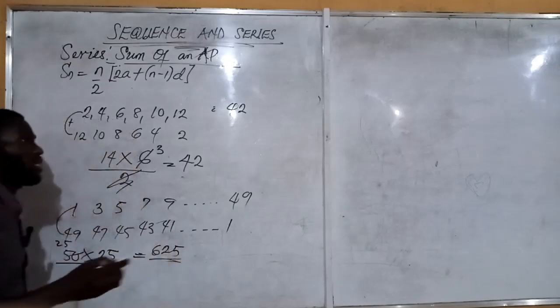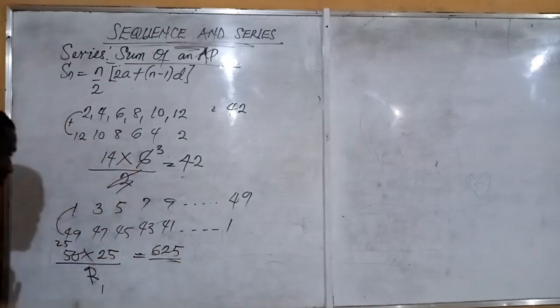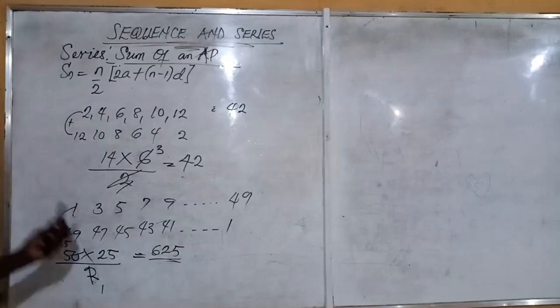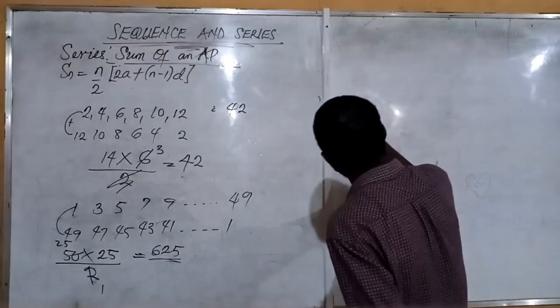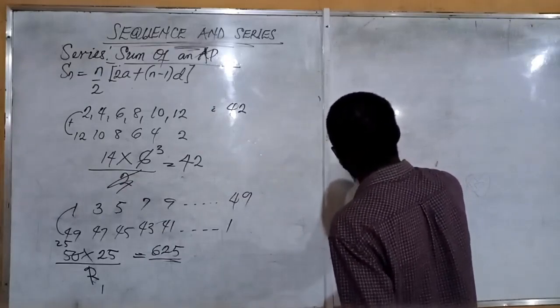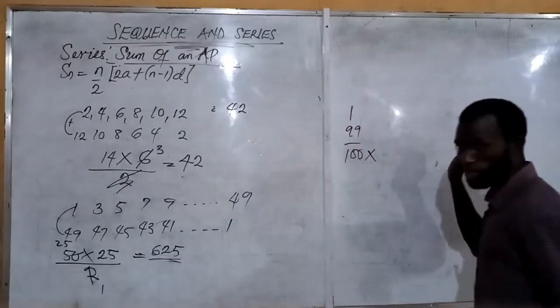625. That's 125 times 5. That's 625. All right, so you see the trick works. If I wanted to do between 1 and 99, what would I do? I'll basically add 1 and 99. And that gives me what? 100. So 100 times, how many items am I going to have?